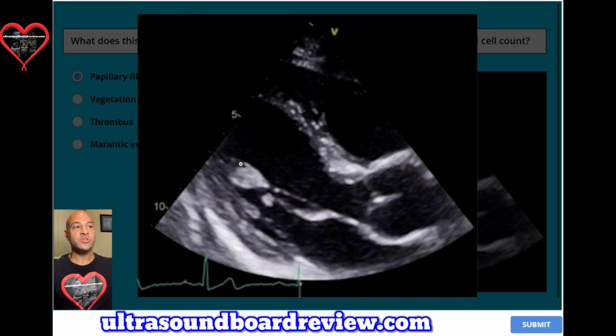Don't get that confused with this. This is your pap muscle and your chordae tendineae, your mitral valve. This is your anterior mitral valve. Posterior mitral valve is here. This is your aortic valve here. This is your non-coronary cusp, and this is your right coronary cusp. This is your anterior ventricular septum, and this is your posterior wall or your inferior lateral wall.